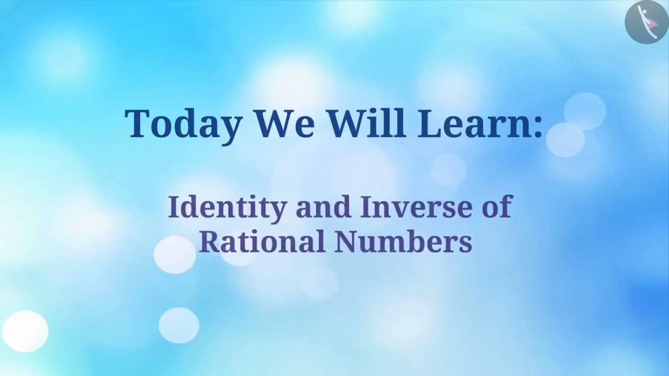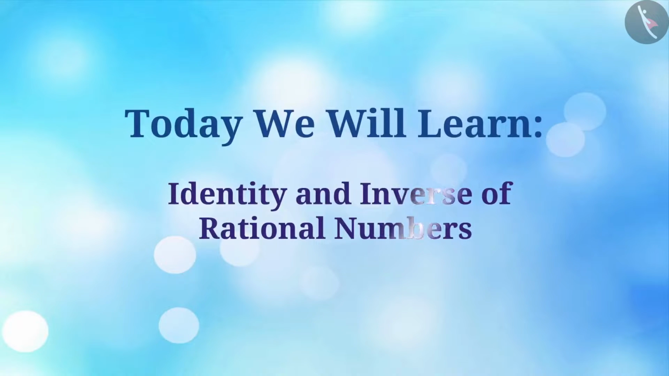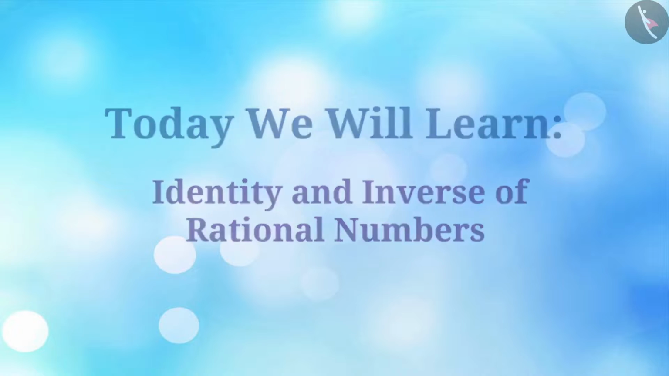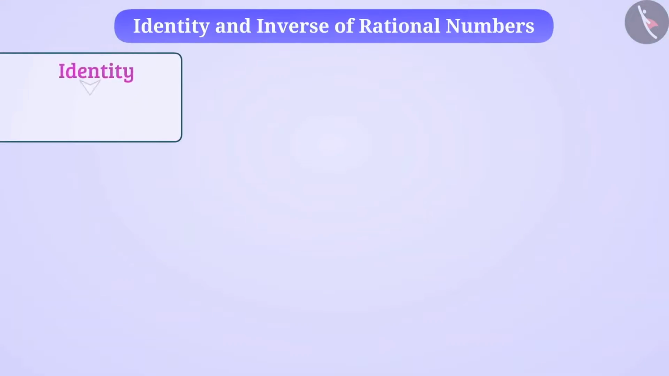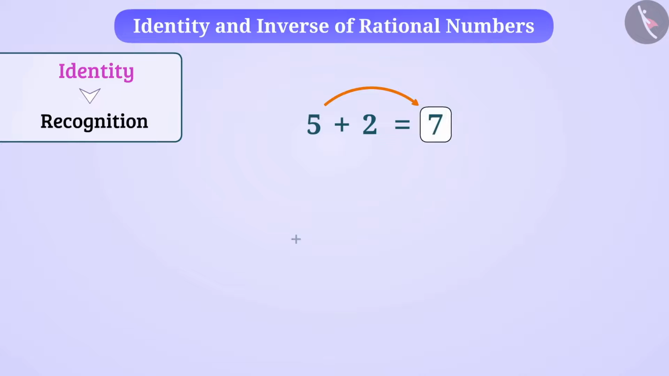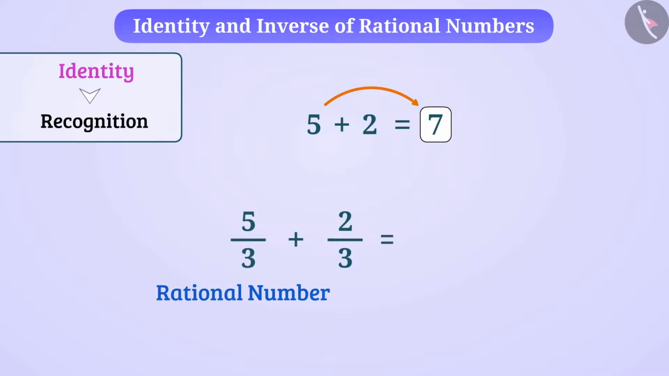Learn about identity and inverse of rational numbers. Identity means recognition. Often in mathematics, the identity of numbers gets changed because of different operations on it. Like adding 2 with 5 changes the value of 5 to 7. Similarly, adding 2 by 3 in rational number 5 by 3 changes its value to 7 by 3.